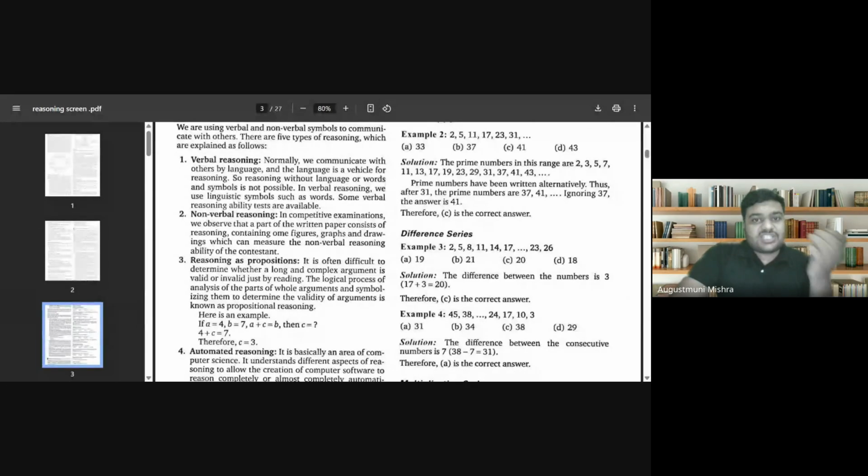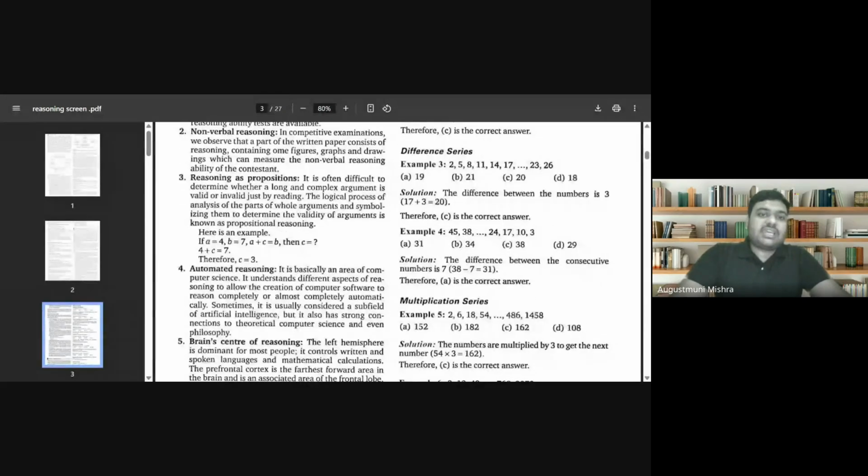Non-verbal reasoning is just the opposite of that, because you are using figures, graphs, drawings, diagrams or signs through which you can explain or give a reason. Then there is reasoning as a proposition, where it is often difficult to determine whether a long or complex argument is valid or invalid just by reading.